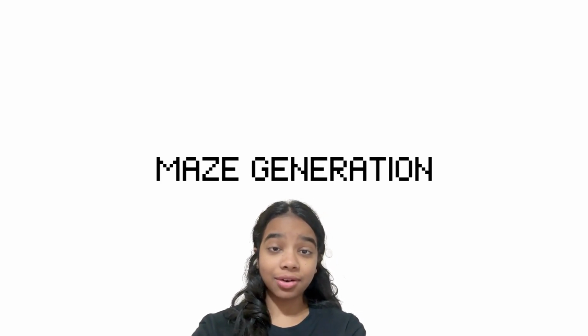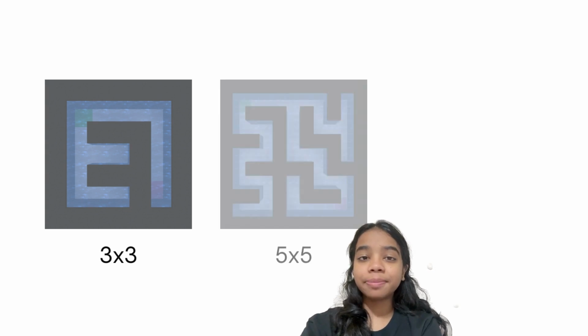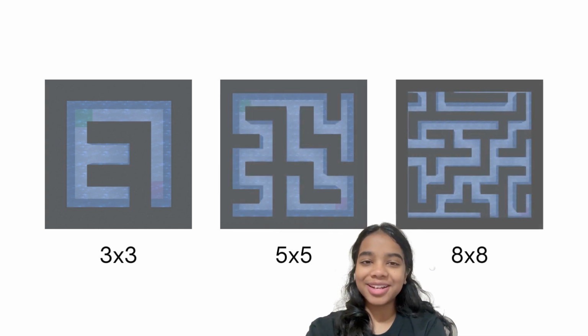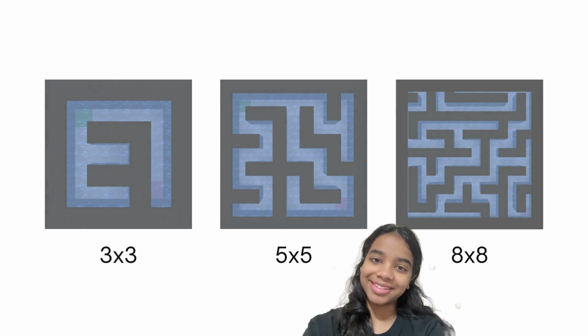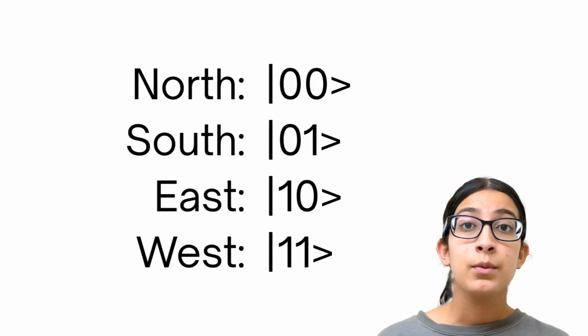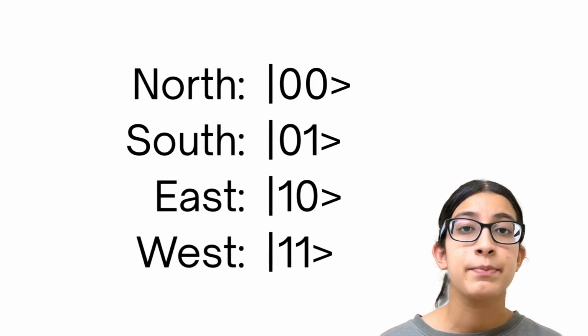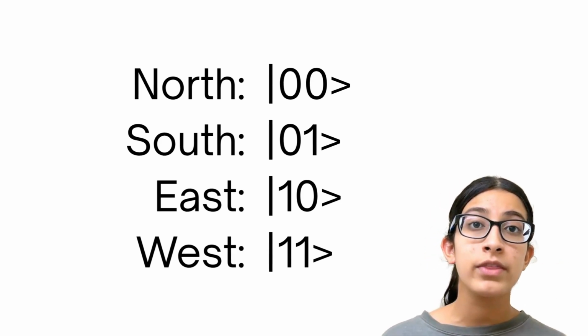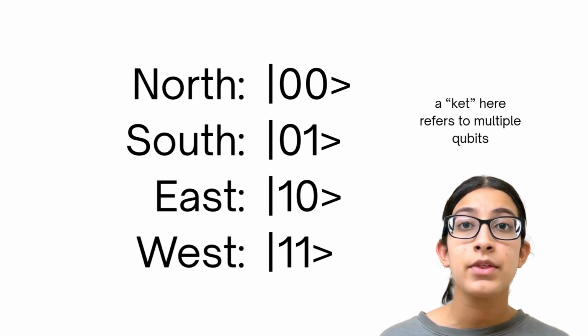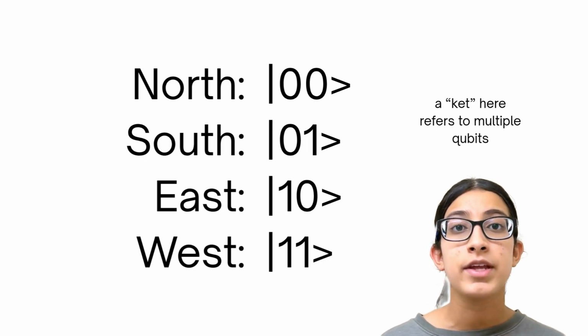Now that you have the background knowledge that you need, let's get into the algorithm. We start off generating a maze by using an algorithm similar to the one that we mentioned before. More specifically, we are creating a perfect square maze, which means that there are no loops inside the maze. First, we defined our fundamental directions by encoding them into a 2-qubit format. This means we represented north as a 0,0 ket, south as a 0,1 ket, and you can see the rest on the screen.